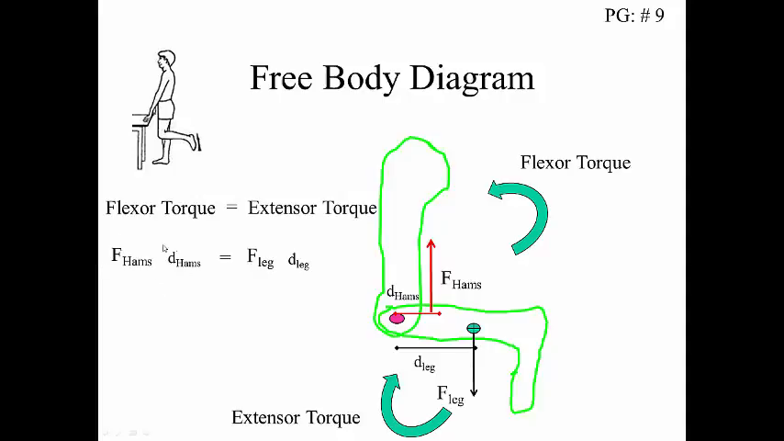So the F of the hamstrings times the moment arm of the hamstrings is equal to the force of the leg times the external moment arm of the leg. And the center of rotation in this example is the knee.